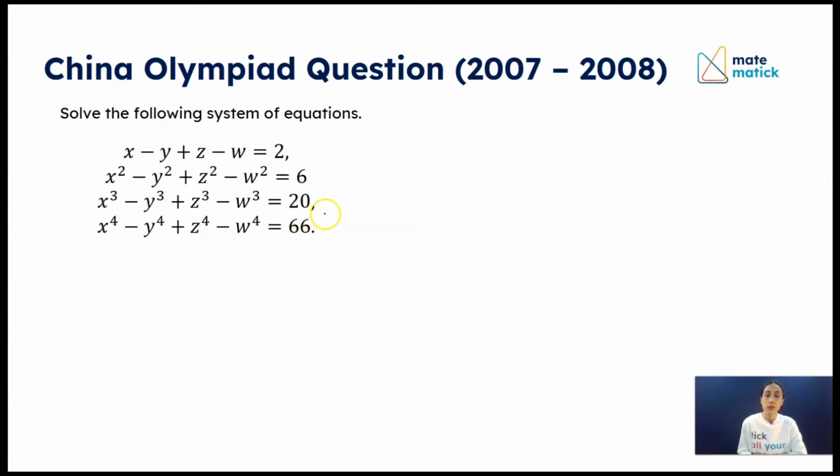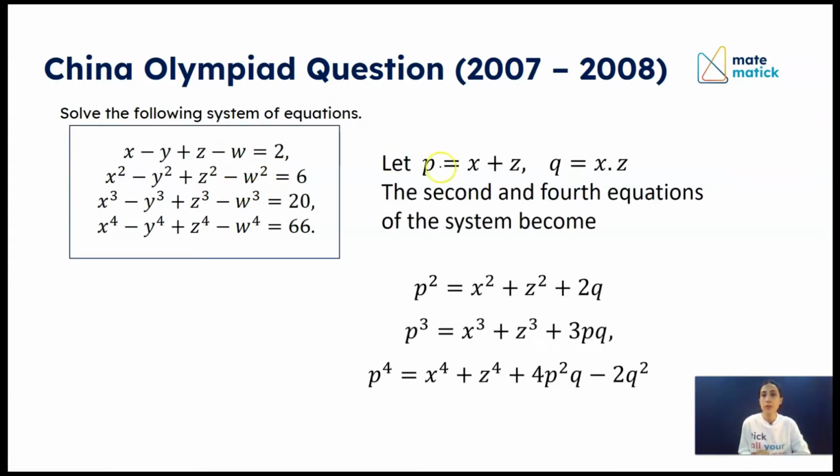Now when we check our question, we can see that here we have x's, y's, z's, and w's, right? Always, the x's have positive signs. Also the z's have positive signs, while the y's and w's always have minus signs. So what I can do is group them together and label them as a different value. What do I mean by that? For example, for x plus z, I will call this p. So x plus z is equal to p, and x times z is equal to q.